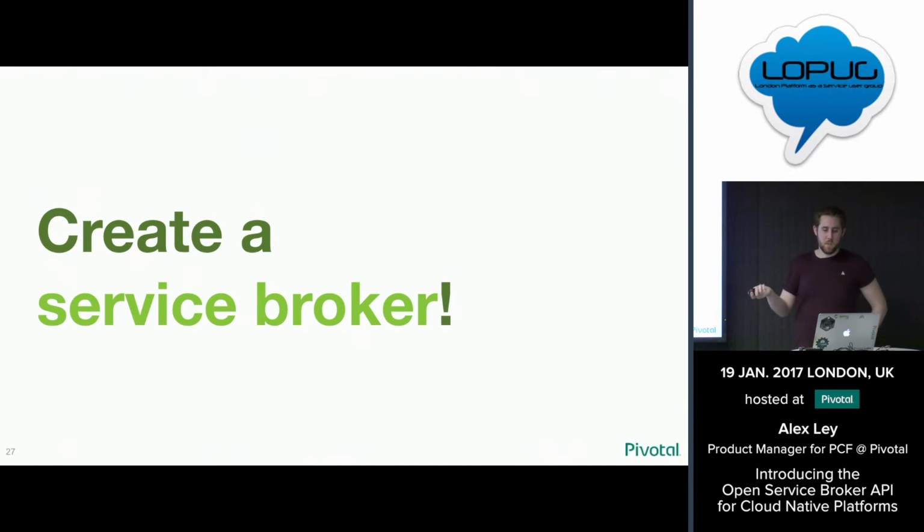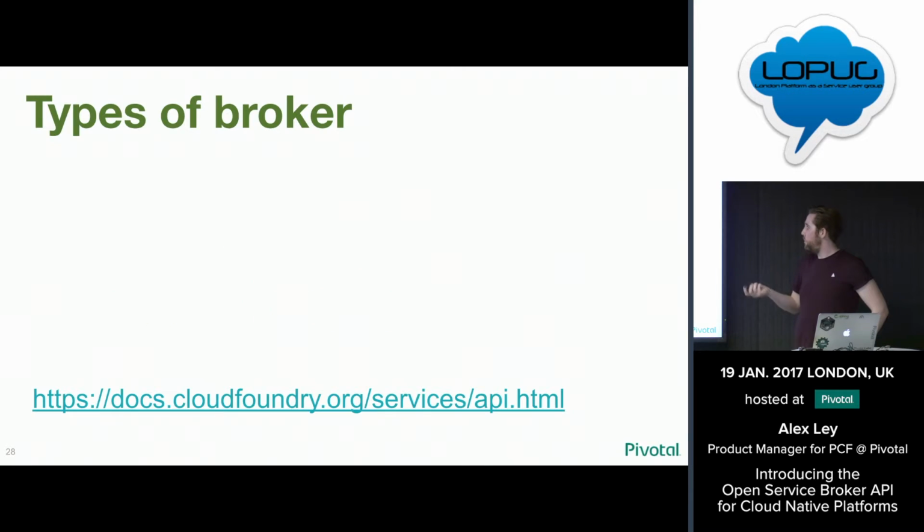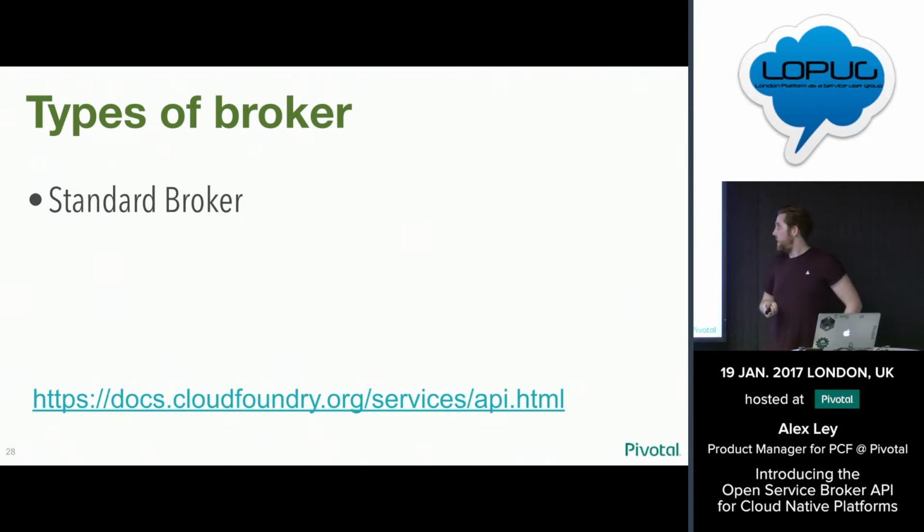The next thing you might want to do is create a service broker. We touched on the patterns earlier for what a service broker looks like, but there are various types of broker that you can implement. The first type is what we call a standard service broker. This is where you provision a service like MySQL, or give access to an email server. These are quite straightforward data services you might see offered through this model.